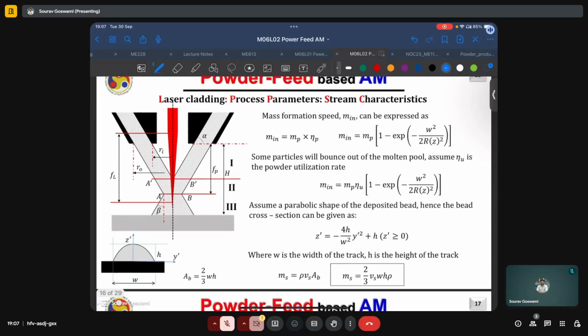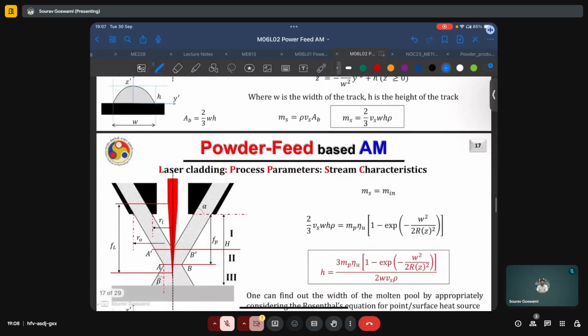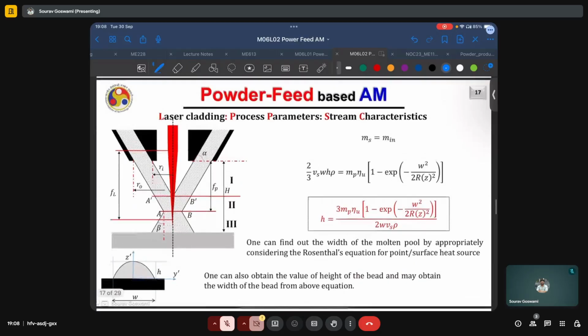And here, if we assume a parabolic shape of the deposited bead, the bead cross-section profile can also be obtained and the height can be calculated. Thus, the height and width of the molten pool can be appropriately calculated considering the Rosenthal solution for a point or surface heat source. One can also obtain the value of height of the bead and may obtain the width from the above equation.